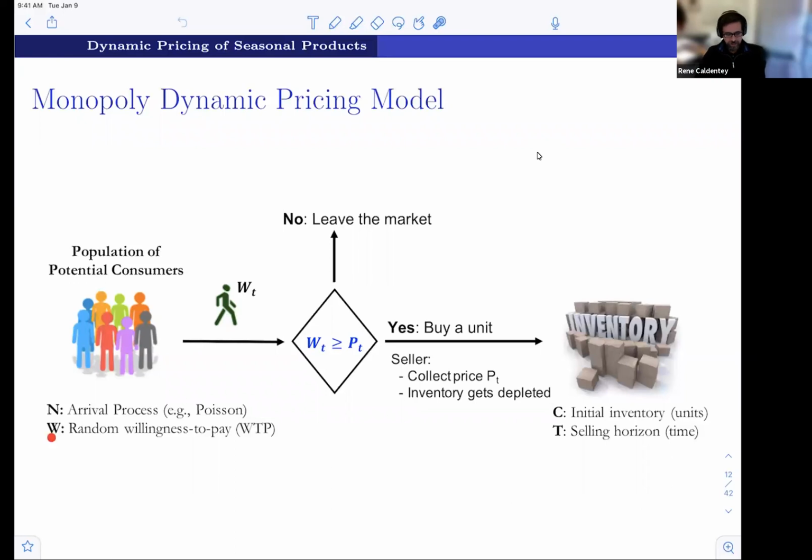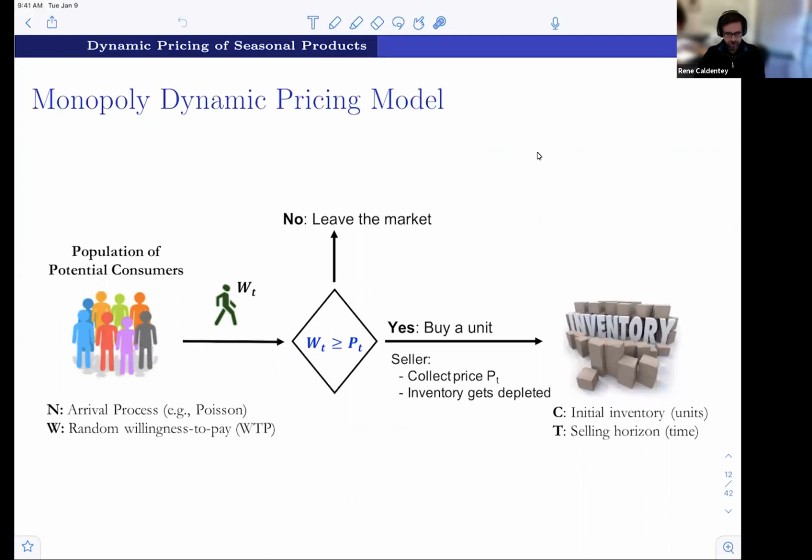And the second characteristic of this individual is they have a willingness to pay, right? So this is some sort of a way to conceptualize the demand process. And the way we're going to do it is by thinking that each individual has a number in their head that I'm going to call W that represents how much they're willing to pay for this product that you're selling.